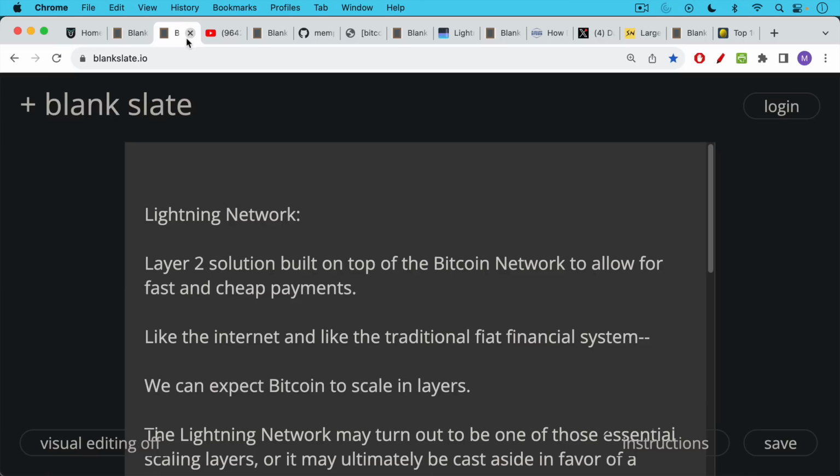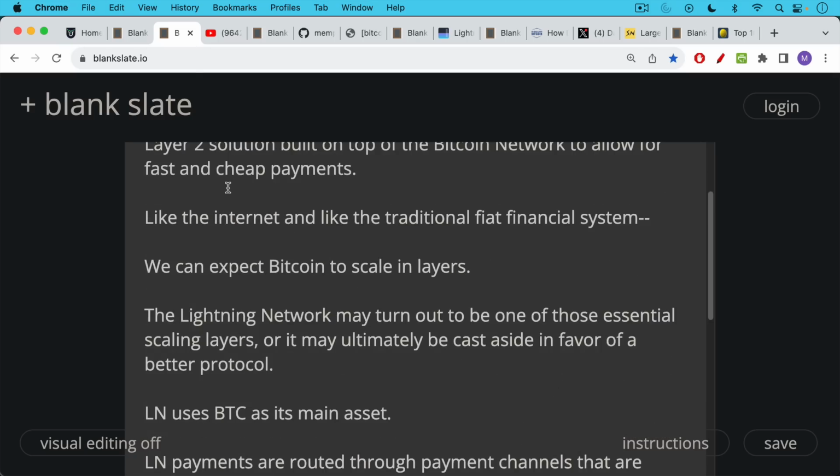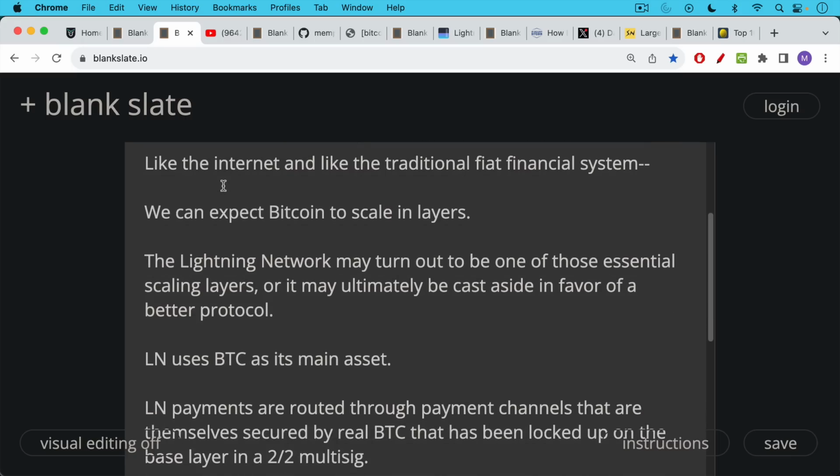But just to get everyone on the same page, the Lightning Network is a layer 2 solution that's been built on top of the Bitcoin network, which is often called the base layer. And this has been built to allow for fast and cheap payments. Like the internet and like the traditional fiat financial system, we can expect Bitcoin to scale in layers. The Lightning Network may turn out to be one of those essential scaling layers, or it may ultimately be cast aside in favor of a better protocol.